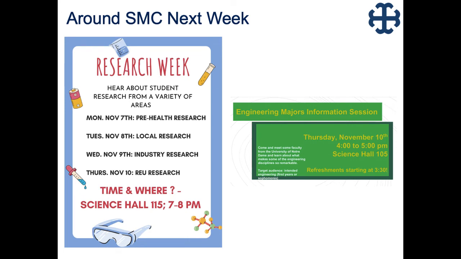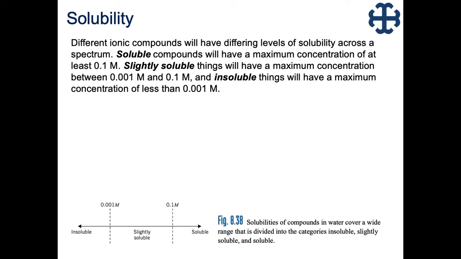All right, getting into the chemistry, we left off last class talking about solubility, differentiating between compounds that are either totally soluble, that have a maximum concentration above 0.1 molar, slightly soluble things that have a maximum concentration between 0.001 molar and 0.1 molar, and then insoluble things that have a solubility below that level. And sorry, when I say solubility there, I should mean maximum solubility or maximum concentration that can be dissolved.